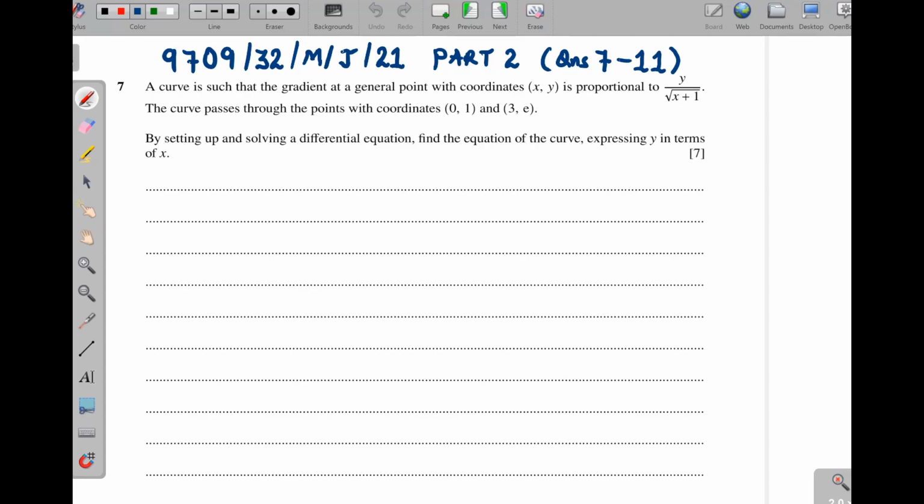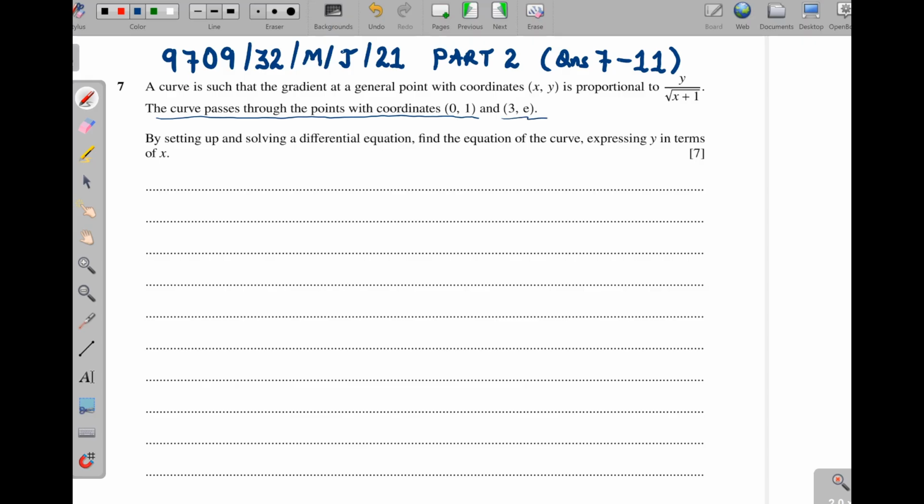Part 2, this is for questions 7 to 11. Question 7 is coming from differential equations. A curve is such that the gradient at a general point with coordinates x, y is proportional to y out of the square root of x plus 1. The curve passes through the points with coordinates (0, 1), then (3, e).